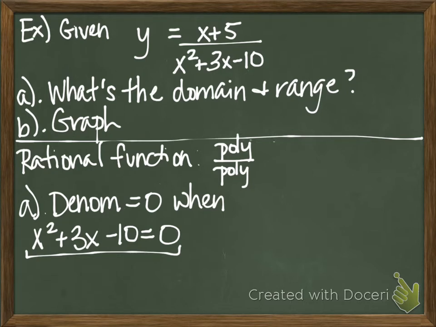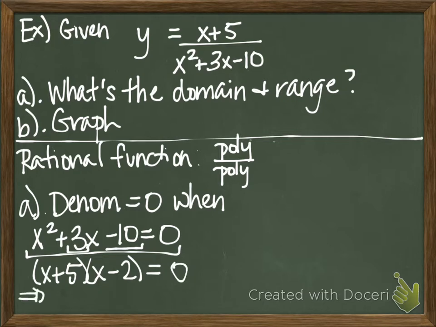Okay, one of the easiest ways to solve a quadratic is to try and factor. So I want to try to find two numbers that multiply together to give me -10, that add to give me 3. So that's going to be 5 and -2. So I'm going to have (x + 5)(x - 2) = 0.